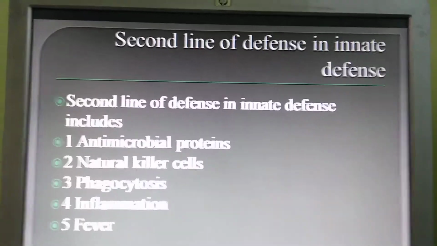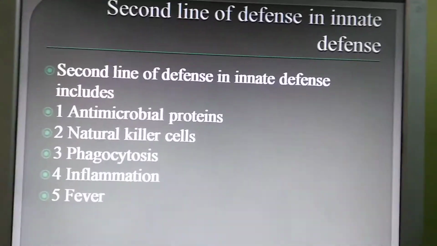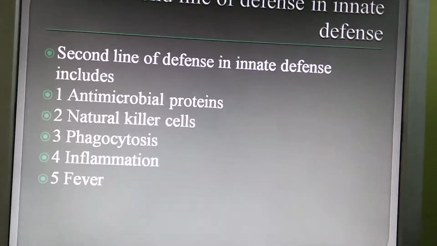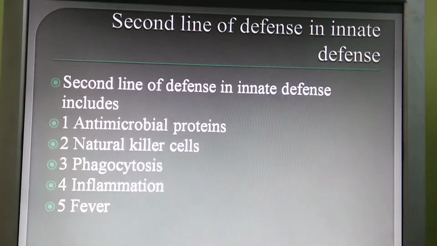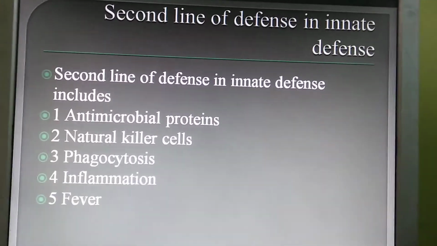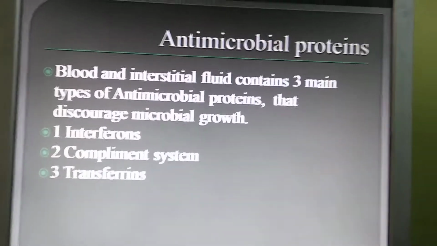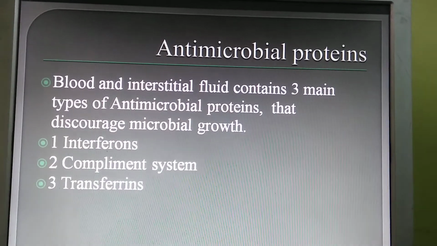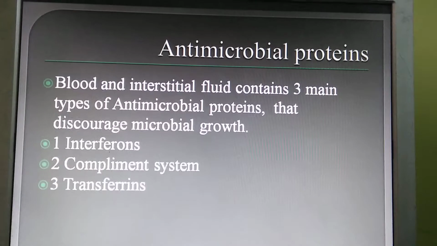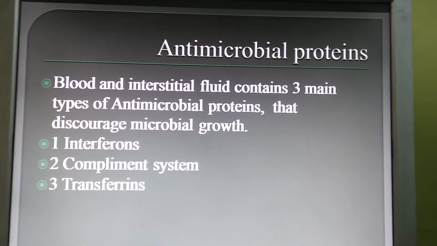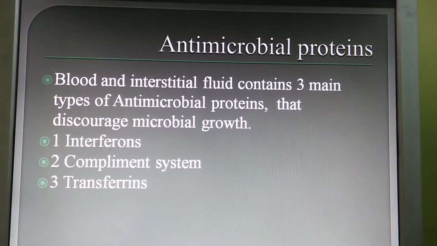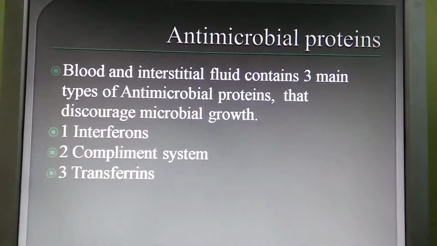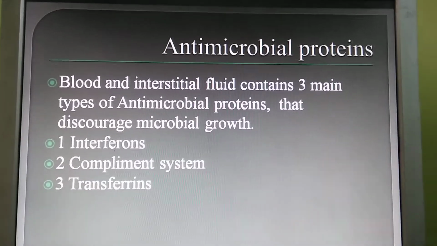Now the second line of defense in innate defense includes antimicrobial proteins, natural killer cells, phagocytosis, inflammation, and fever. Antimicrobial proteins: blood and interstitial fluid contain three main types of antimicrobial proteins that discourage microbial growth. Number 1 is interferon, number 2 is the complement system, and number 3 is transferrin.